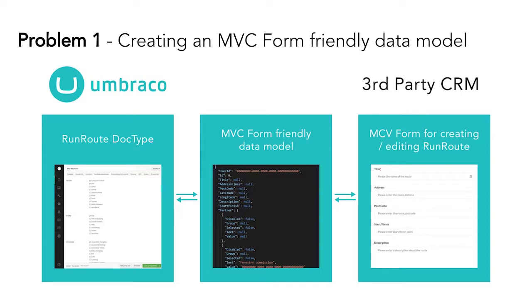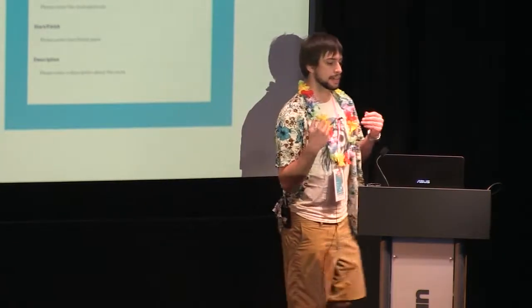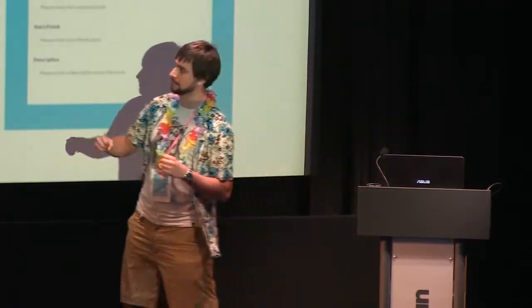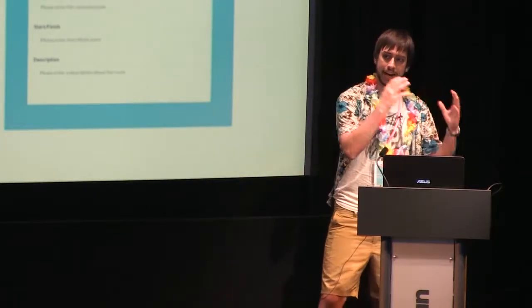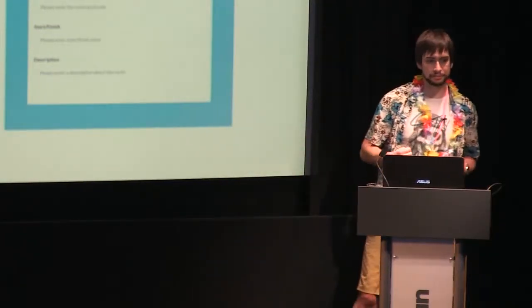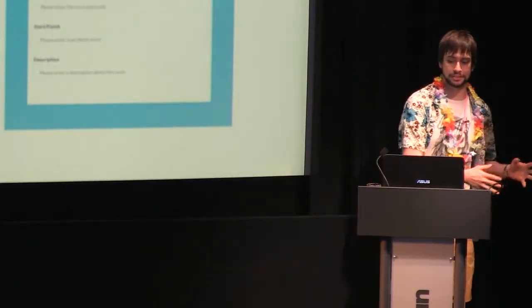So looking at the first problem, converting our run route into an MVC form friendly data model. What that means is when you've got your MVC forms, you want to make them dynamic. We can give them that data model in their HTML.input. It'll pass in, say, the title, and it'll automatically create that. Because we want to get an accurate representation of the run route, we need to find all the possible values that could exist on that route. So we need to figure out how to convert the doc type data into that.